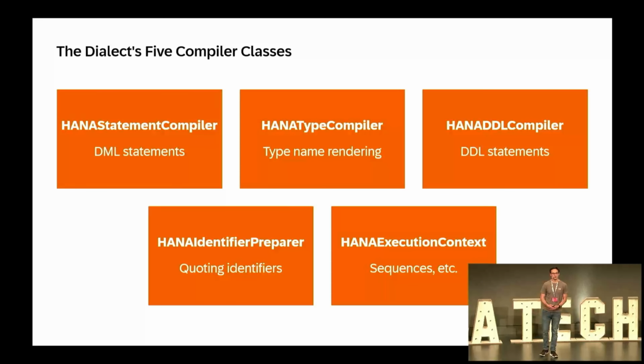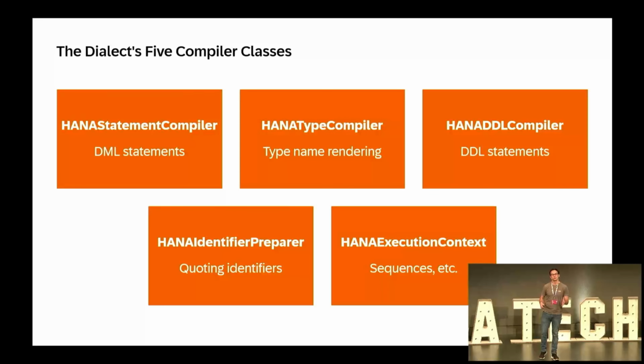A dialect consists of several compiler classes. You can think of it like a plug-and-play system, where you just extend the parts which you need to extend. Everything else you just leave to SQLAlchemy. Because SQLAlchemy supports most of the things, it highly depends on your database how much you need to adapt, to change, to extend. The exact details of all these things can be very complicated.